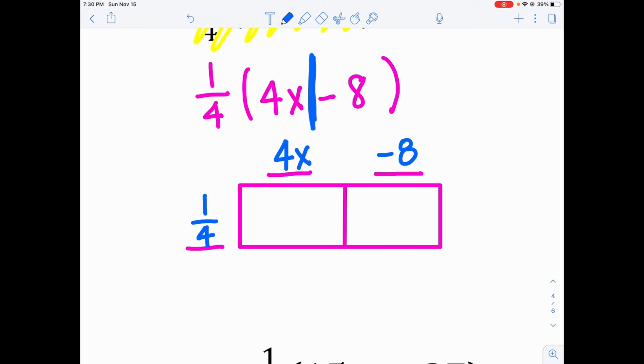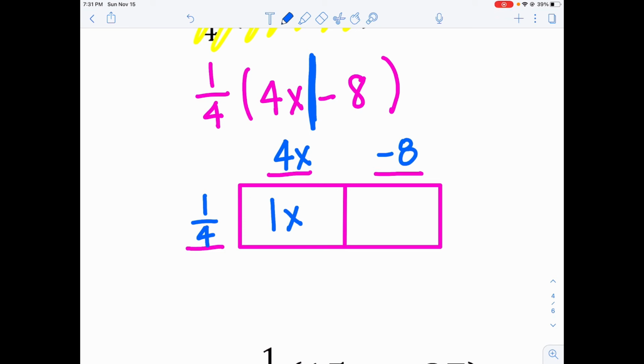Okay, now we're going to multiply. 1/4 times 4x. Remember, we take the number times the number. So 1/4 times 4. You can go ahead and do that on your calculator if you'd like. Put in 1/4 as the fraction times 4, hit equals, and it should give you that it is just 1. So you could write 1x.